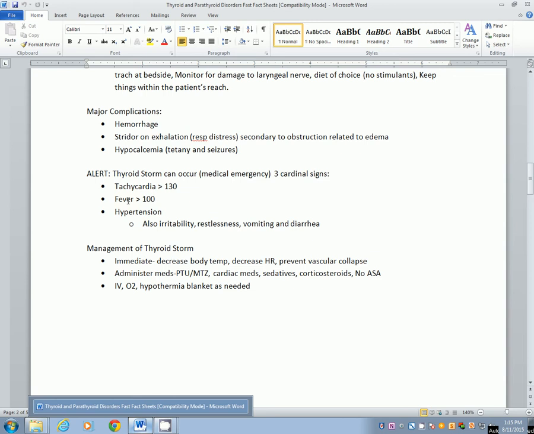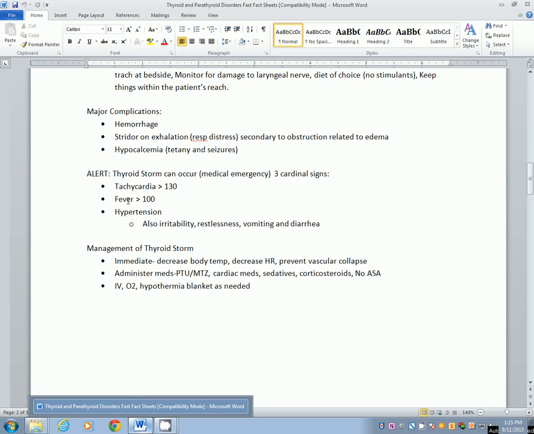Alert, you want to make sure that you are monitoring them for what's called a thyroid storm. This is a medical emergency in which you will see three cardinal signs. Number 1, tachycardia greater than 130, fever greater than 100, and hypertension. You also may see irritability, restlessness, vomiting, and diarrhea. If left untreated, this is fatal because they go into dehydration, delirium, coma, and then death.